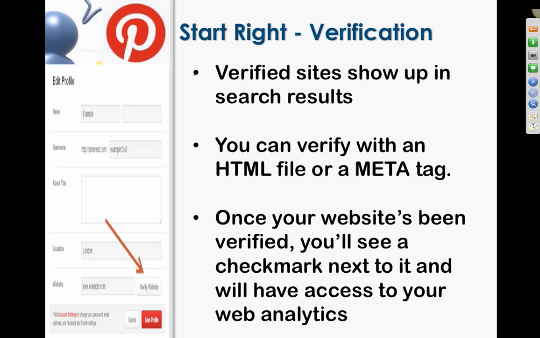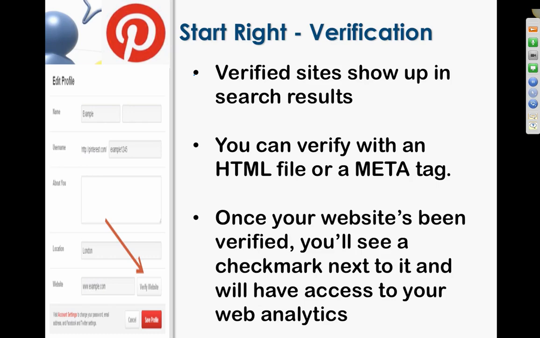Now, the next thing that you want to do is make sure that you verify your site, because only the verified sites show up in the search results. And you can do this a couple of different ways. There's an HTML file or a meta tag that you can use to verify your site. And when you go in to Pinterest, they've got a whole help section in there, and they can help. You just follow along, and it'll be very obvious for you how you go ahead and do this.